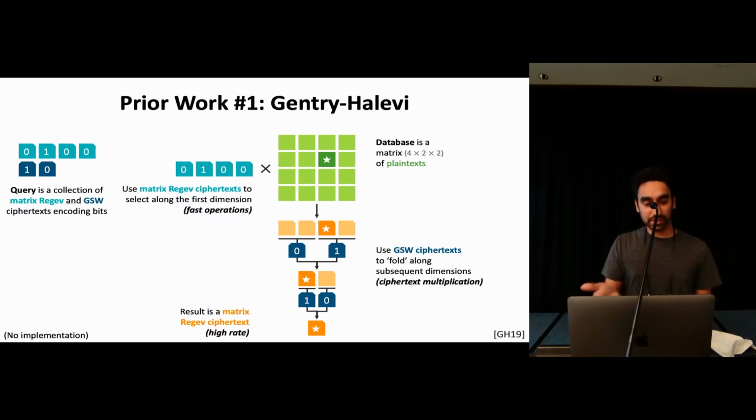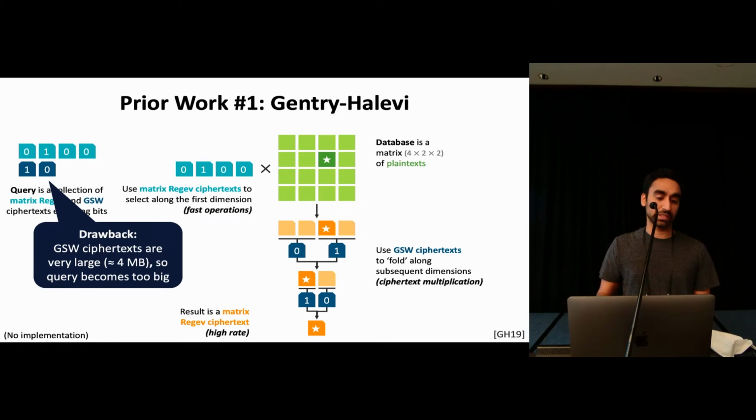I should note this scheme was never implemented, but it seems like it would be efficient, but there's a big drawback, which is that these GSW ciphertexts that you have to communicate are very large. So the query becomes quickly too big. Each ciphertext is, in this example, 4 megabytes, which is to encrypt a single bit, which is a lot. So that's a significant downside.